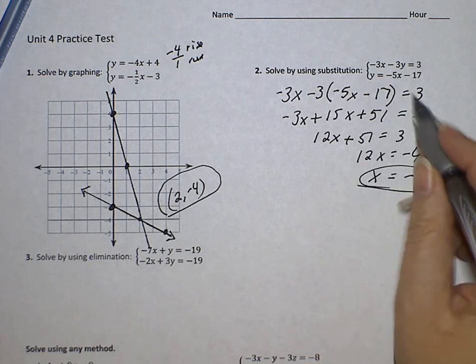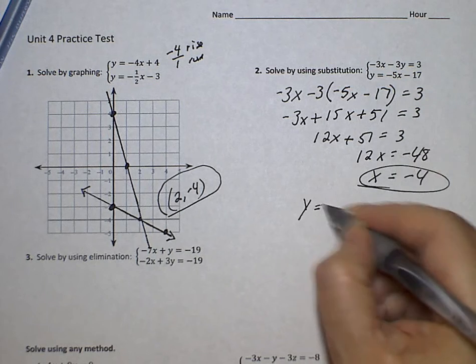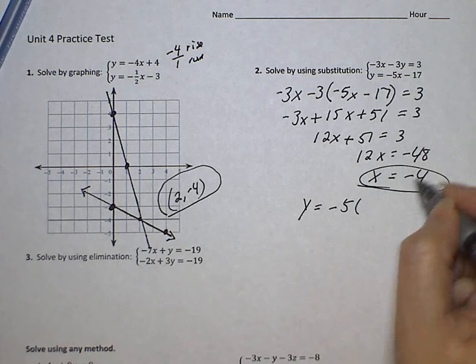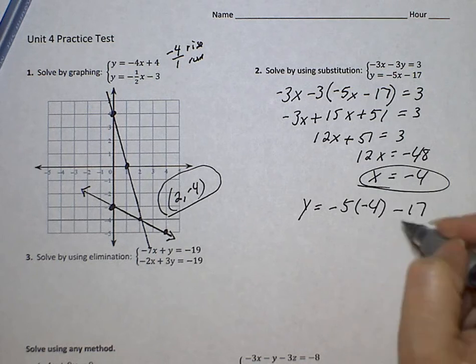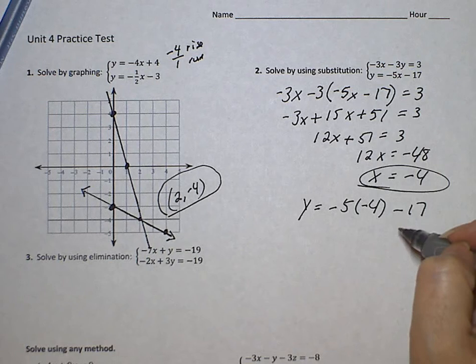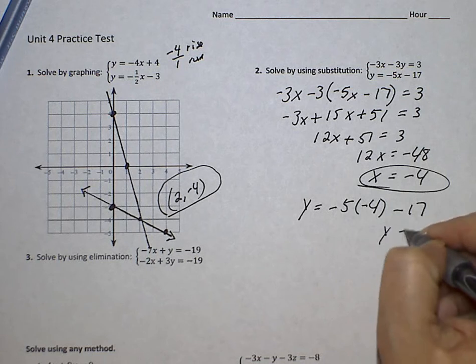We have to find out what y is by plugging it back in. This is y is equal to a negative 5 times my x, which is negative 4, minus 17. So negative 5 times negative 4 minus 17 in our calculator, we get y is 37.